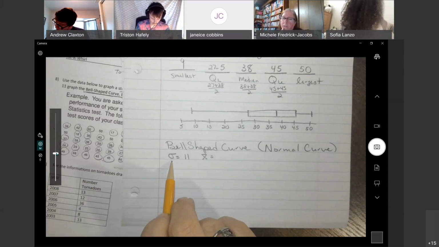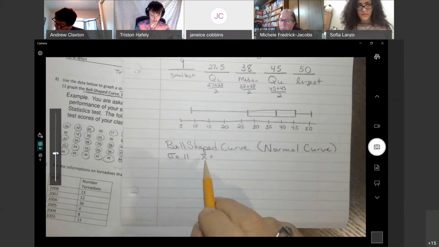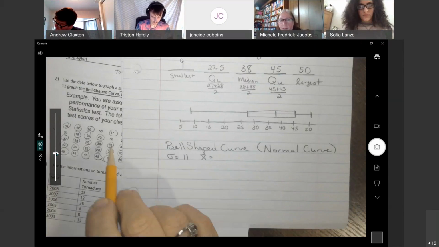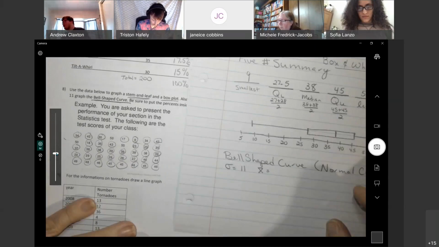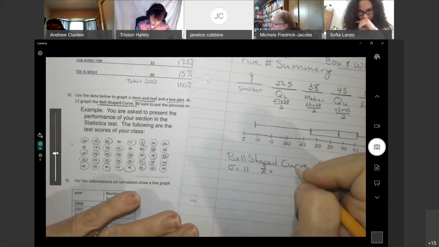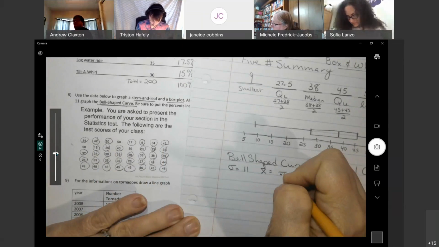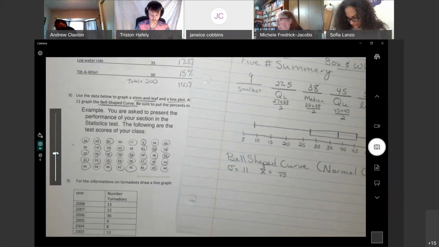The standard deviation is what we'll count by. The mean is your average. So that means we need to add up all of the data and divide by how many there are, which we know is 40. So you need to add all of them up and then divide by how many there are.